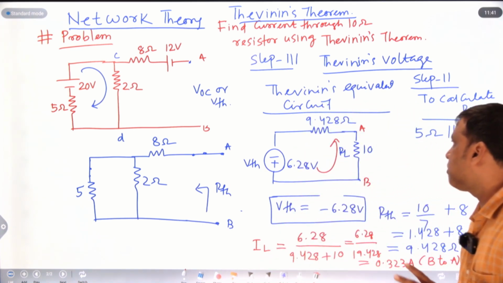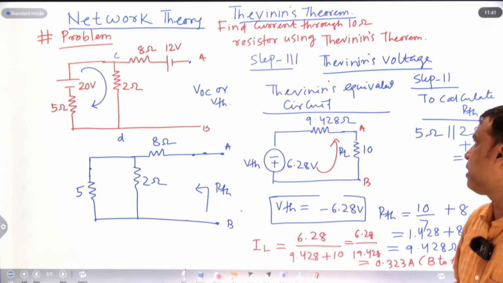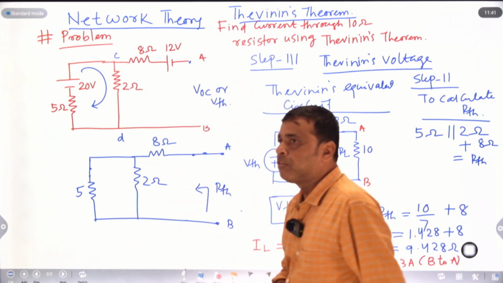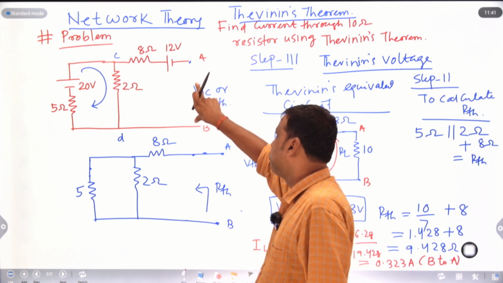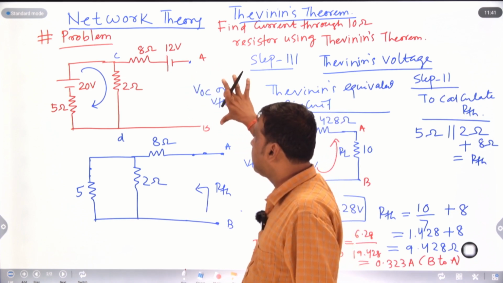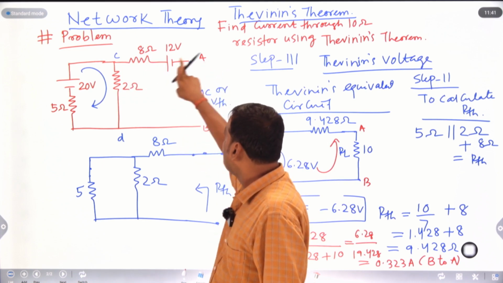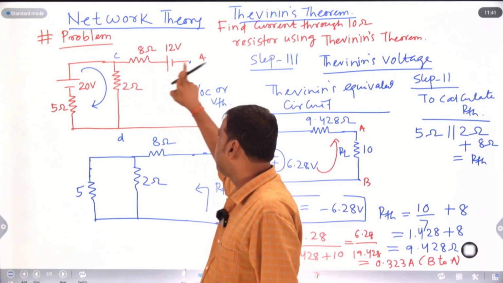How will we calculate Thevenin's voltage? Disconnect the load resistance. Means what? The resistance for which we are going to calculate the current. First you disconnect the load resistance, then find the open circuit voltage or Thevenin's voltage. How to find VTH or VOC? Since it is open circuited, there is no current flow in this branch, because the loop is not closed.